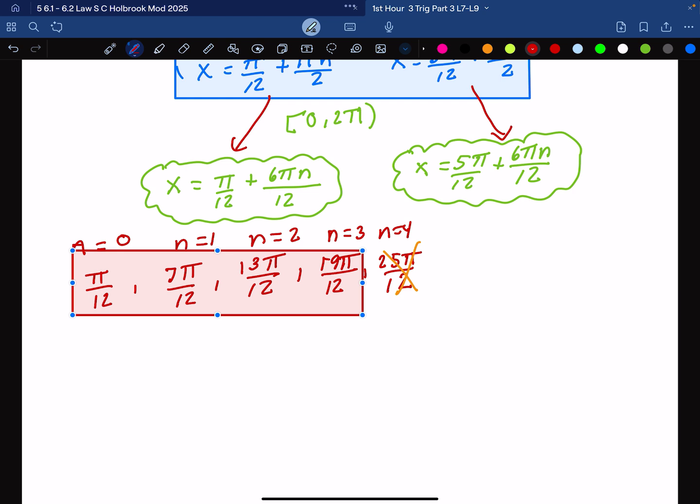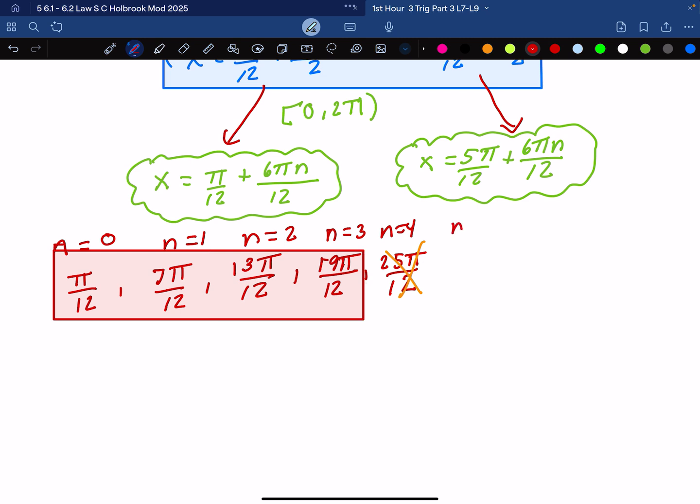Now we're going to move on to the next equation and do the same thing. Starting all over again, when n equals 0, substitute 0 into the first one, and you get 5 pi over 12. Substitute n equals 1, and then you get 11 pi over 12. Substitute n equals 2 into the equation. You get 12 plus 5 is 17 pi over 12.